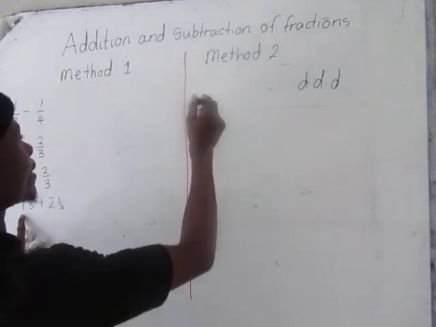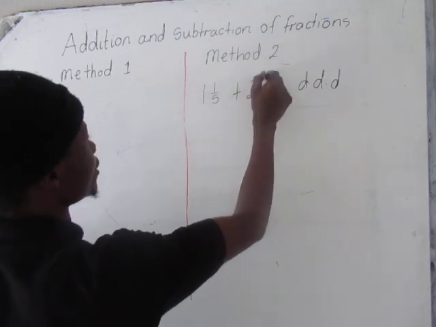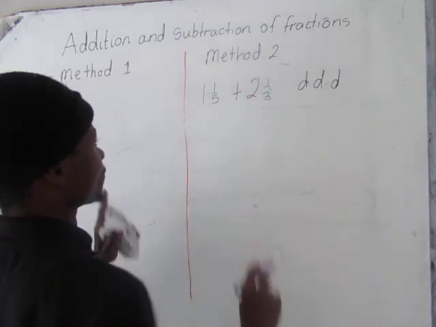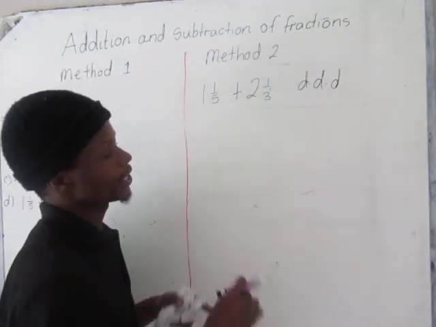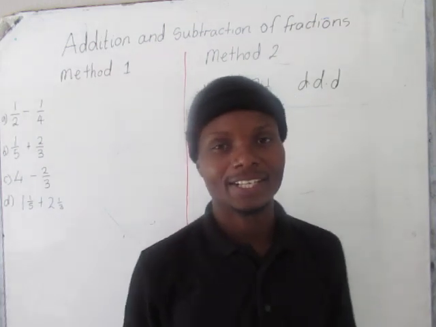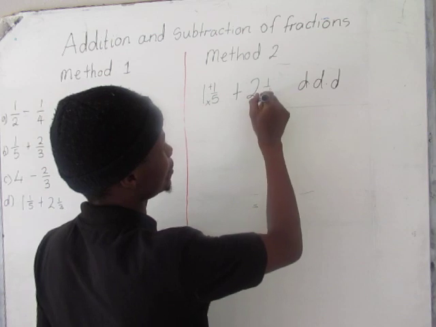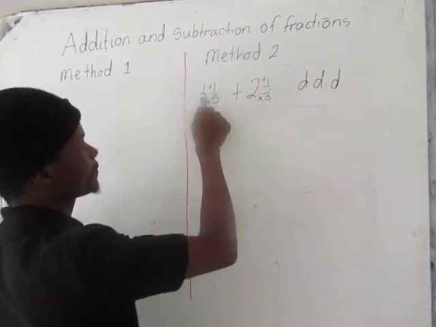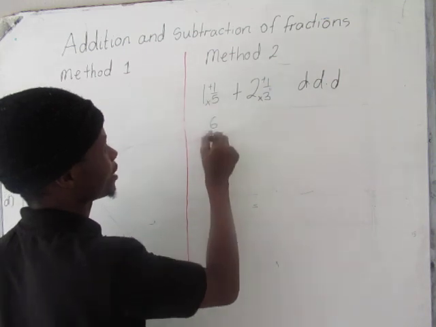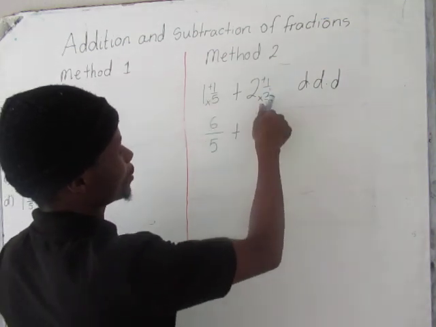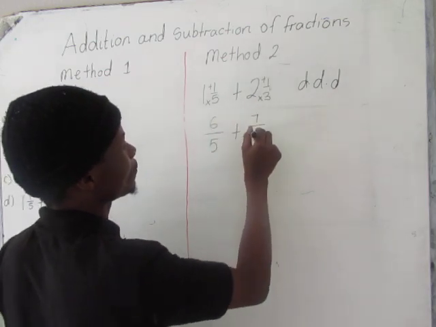We have the last example, that's 1 and 1 over 5 plus 2 and 1 over 3. First thing, like we did previously, we need to convert these mixed fractions to improper fractions. You still remember what to do? We multiply, then we add. So 5 times 1 is 5 plus 1, we get 6 all over our denominator 5, plus 3 times 2 is 6 plus 1 is 7 all over 3.